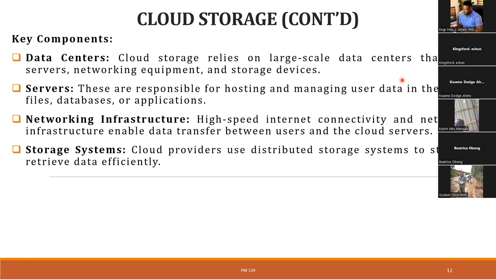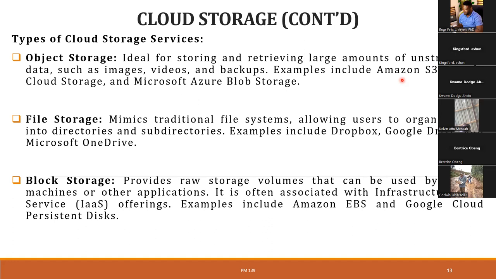So that is about cloud storage, and these are the types of cloud storage services that exist. The types: the first one is object storage, then file storage, and block storage. Object storage is ideal for storing and retrieving large amounts of unstructured data, such as images, videos, and backups. Examples are Amazon S3, Google Cloud Storage, and Microsoft Azure Blob Storage. So when you hear of object storage, the main emphasis is that we store and retrieve large amounts of unstructured data. Such data could be images, videos, and backups. And these are the companies that usually do that.